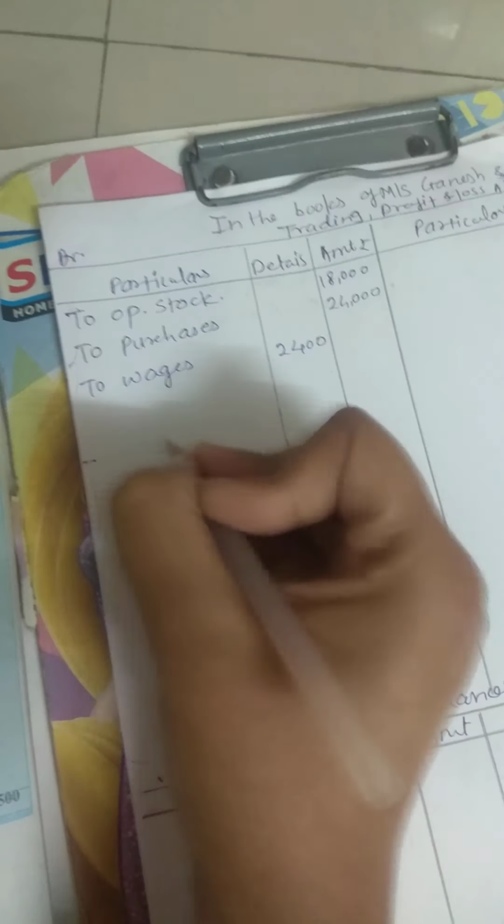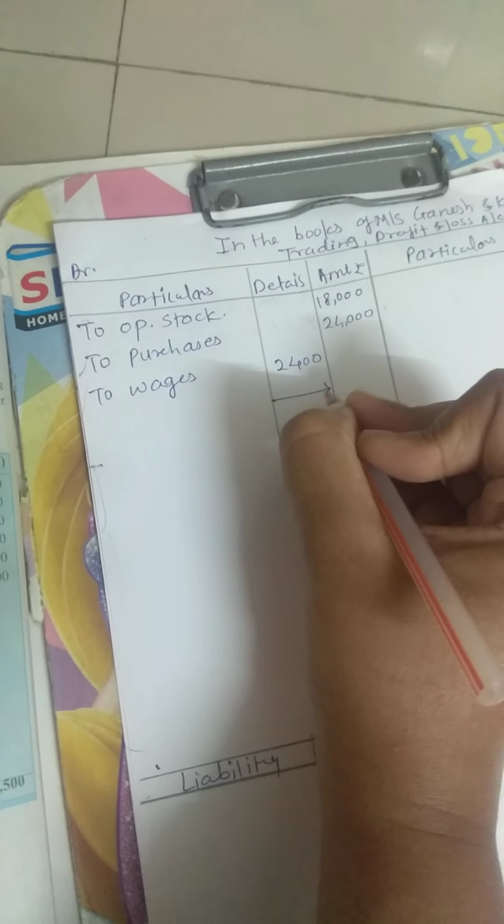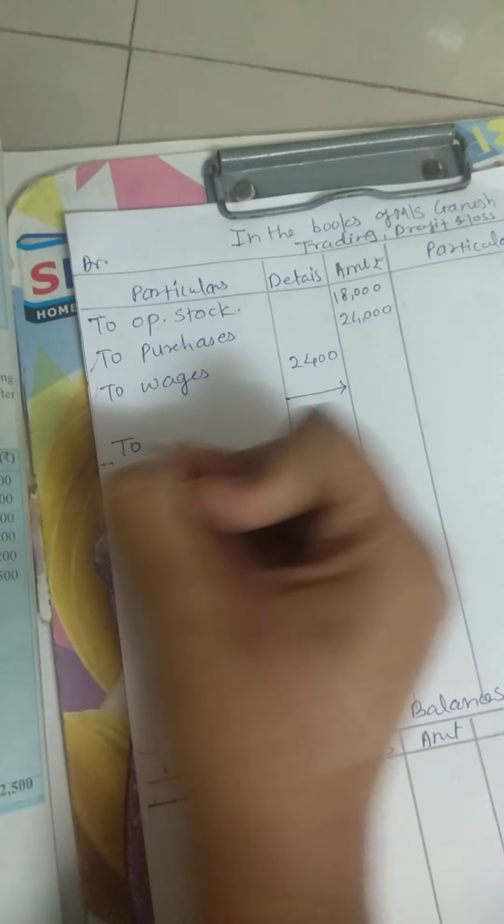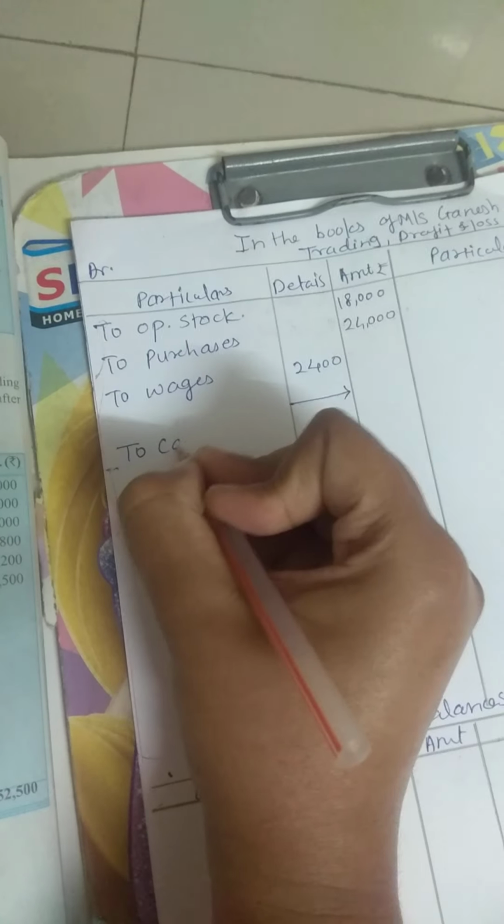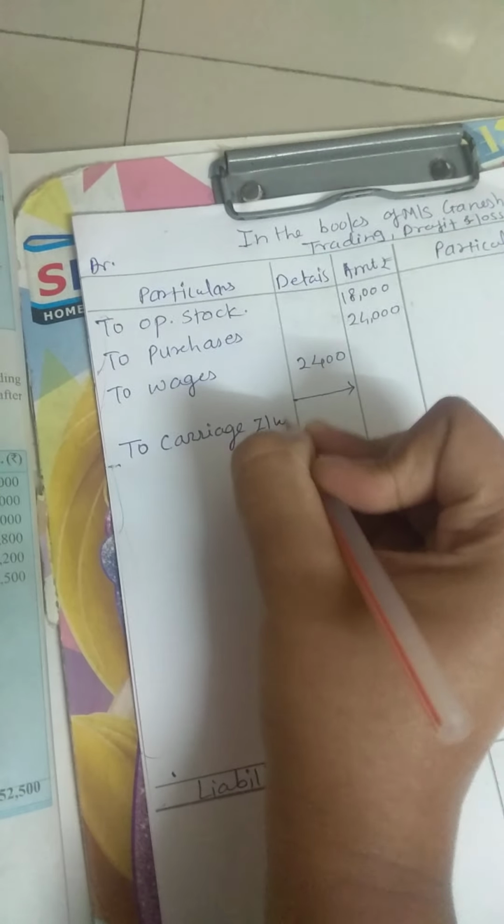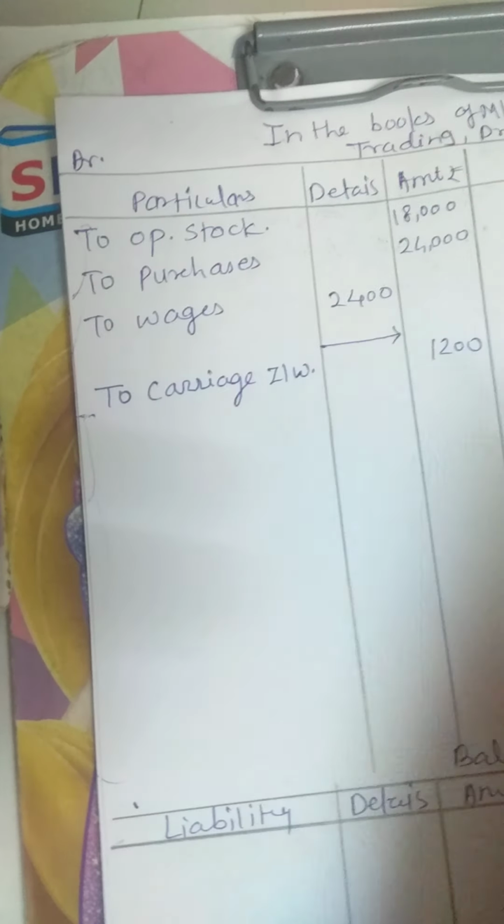Now carriage inward, students. We are going to write carriage inward and leave one line after wages. When you underline wages, just leave one space, one line. Then carriage inward is recorded on the debit side of the trading account. How much is carriage inward? Carriage inward is 1,200.